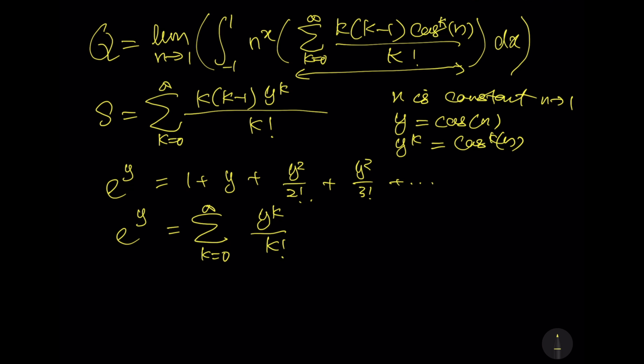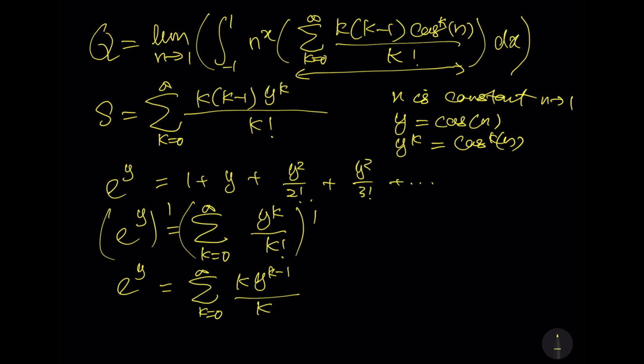So what do we do? Apply differentiation over dy for both sides. Differentiate e power y over dy is still e power y. For the right hand side, differentiate y power k over dy is equals to k multiply y power k minus 1. Compare this with the s. We are still missing something, which is k minus 1.